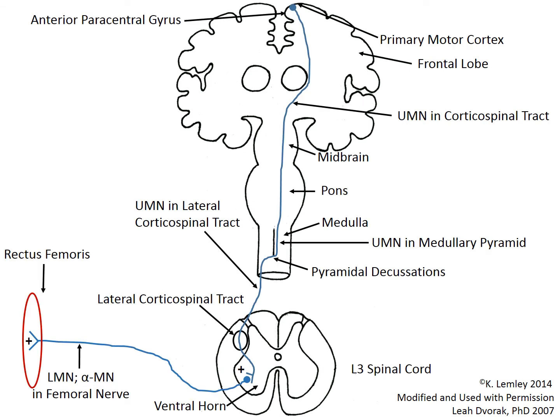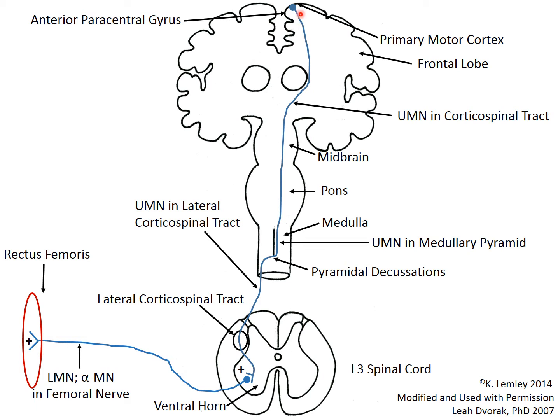Here I have drawn a complete lateral corticospinal pathway. I'm going to pull up my pointer so we can run through it from start to finish. We're going to originate with our soma in the primary motor cortex of the frontal lobe. Because I have selected a lower extremity muscle, the rectus femoris, the soma is going to be located in the anterior paracentral gyrus on the medial aspect of the frontal lobe. So it's going to be extending down into the longitudinal fissure.